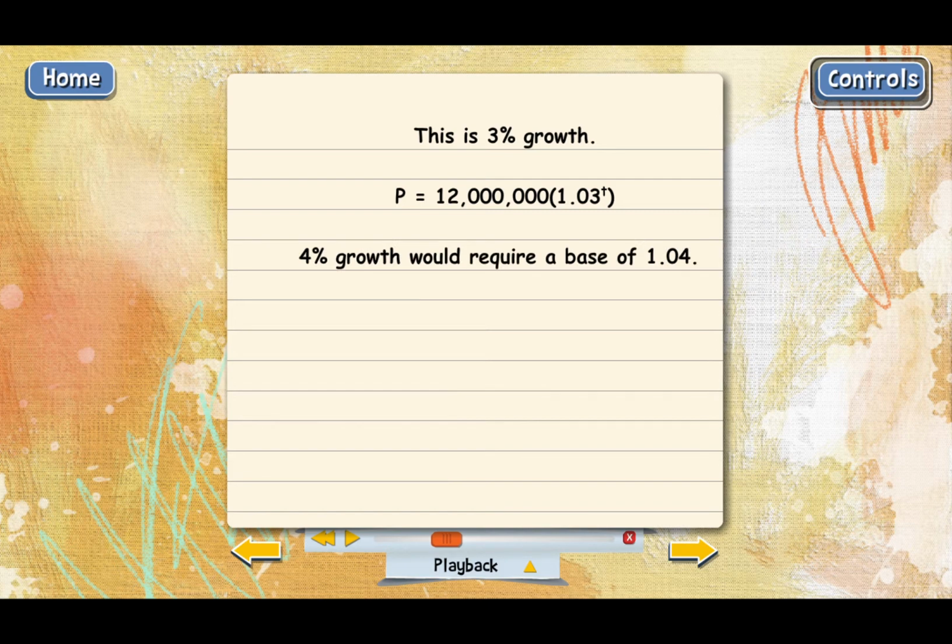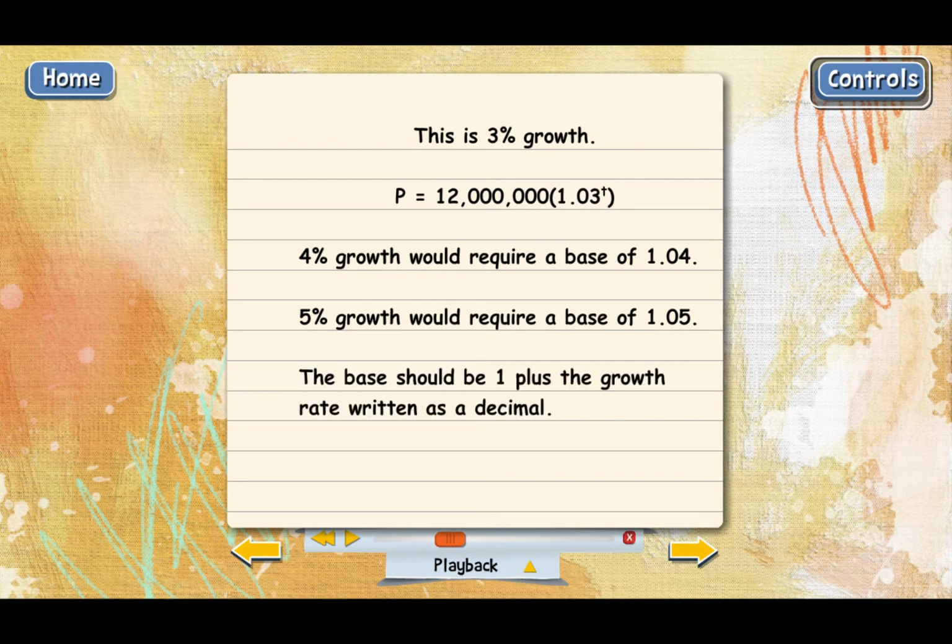And you see the pattern here. If we wanted a 5% growth rate, then we would need a base in the function of 1.05. Basically, the way it works is the base needs to be 1 plus whatever growth rate you want, and then you just need to write the growth rate as a decimal. So 3% is 0.03, 4% is 0.04, and then you just take 1 plus that, and that becomes the base.